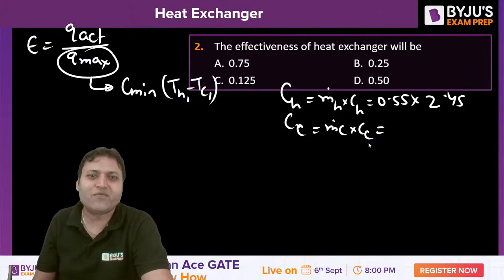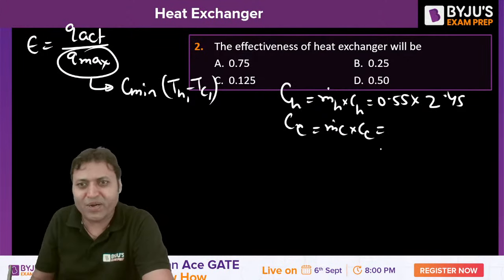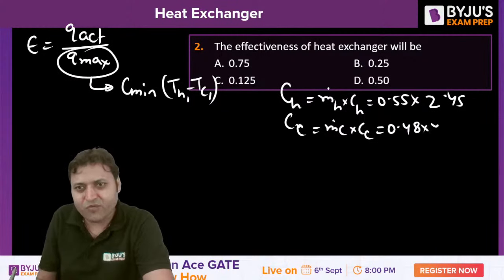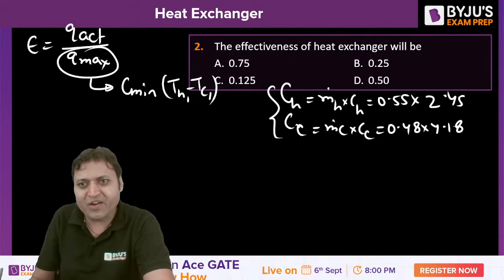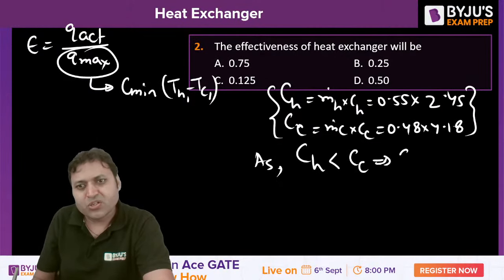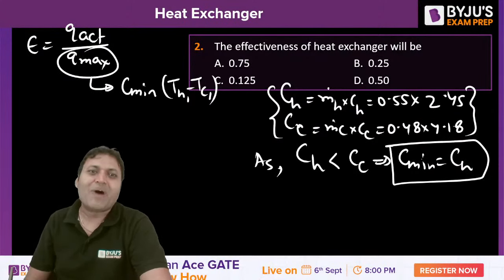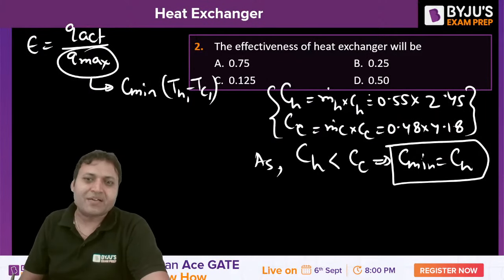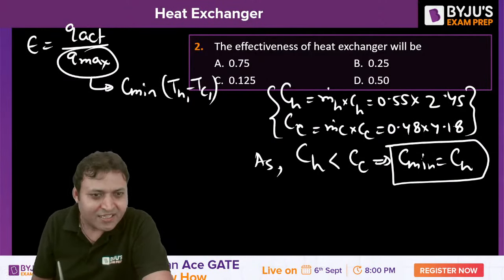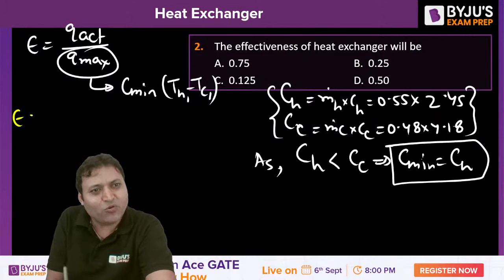What is the mass flow rate of cold fluid? That is what we have already calculated, 0.48 into 4.18. So from here we can say CH is less than CC, so C minimum is equal to CH. Do you agree or not? Take the product of mass flow rate and specific heat and compare. So C minimum is CH. Then what can we write? Give me the answer if you are able to solve it.